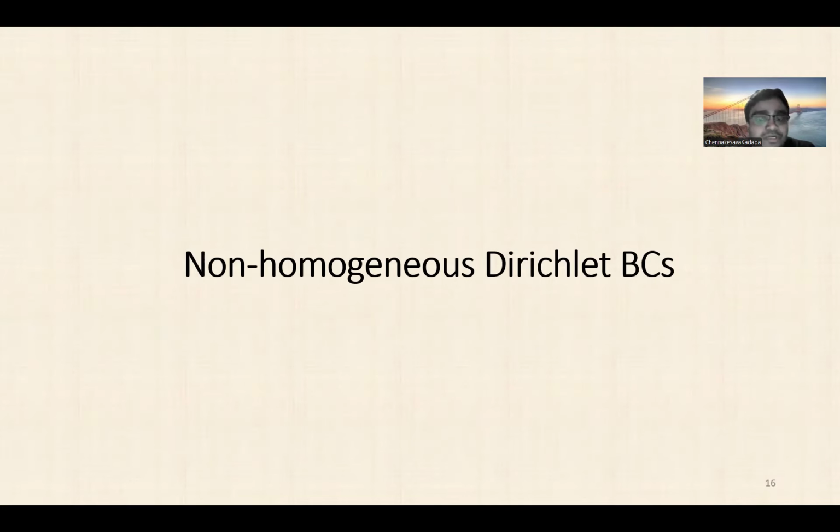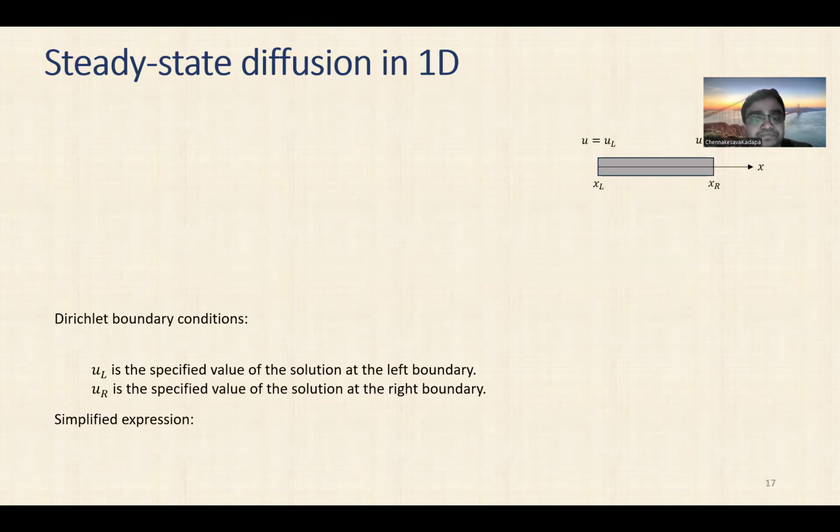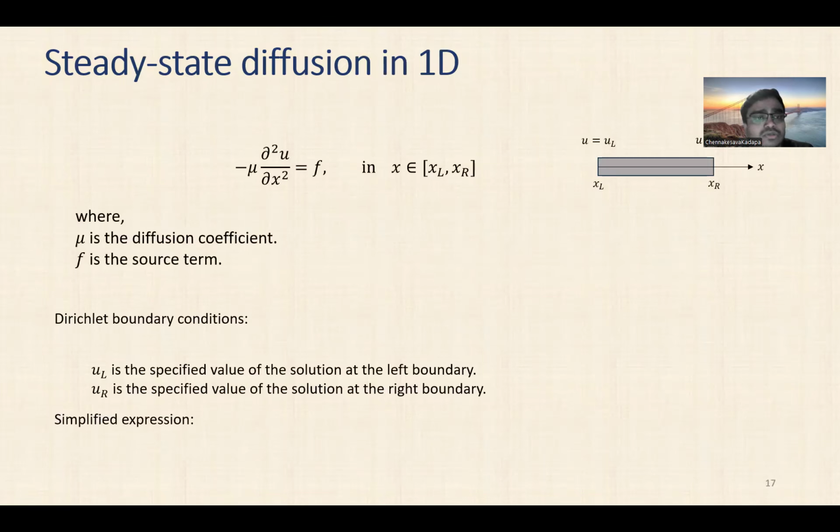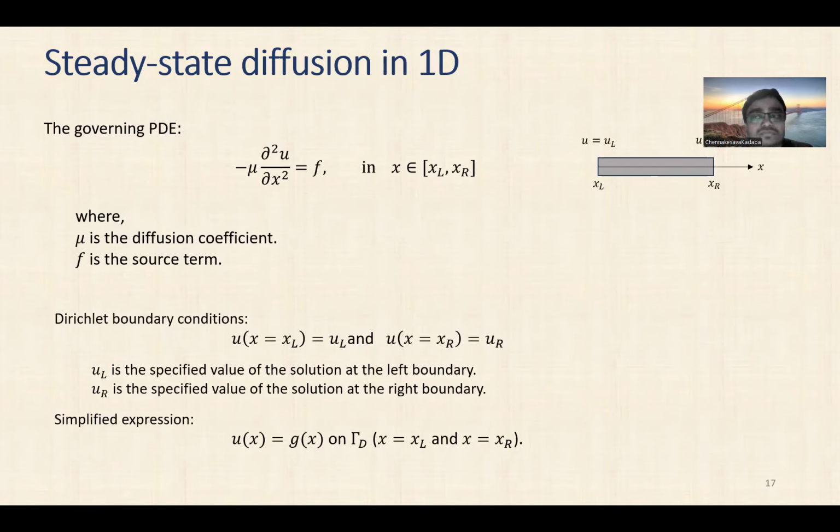So, we are going to look at how to solve the steady diffusion equation when non-homogeneous Dirichlet boundary conditions are specified. Okay, we have the same PDE and the same domain from HL to HR.